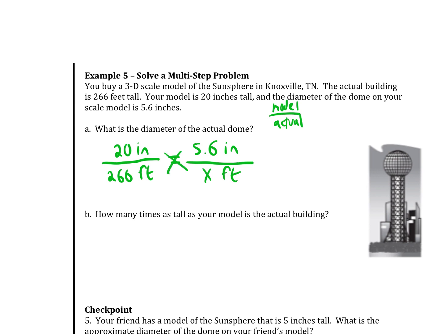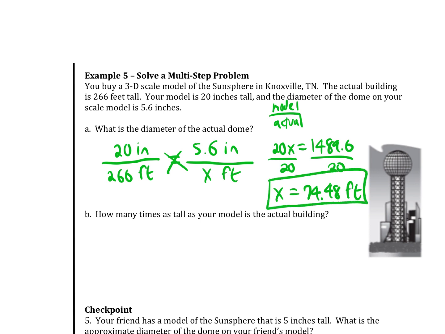We're going to cross multiply, so we have 20x equals, if you multiply 266 times 5.6, you're going to get 1,489.6. Then we divide by 20 to solve for x. We get x is going to be equal to 74.48 feet. And that's how wide the diameter of the actual dome is going to be, okay? And a diameter is like straight across, usually on a circular type shape.